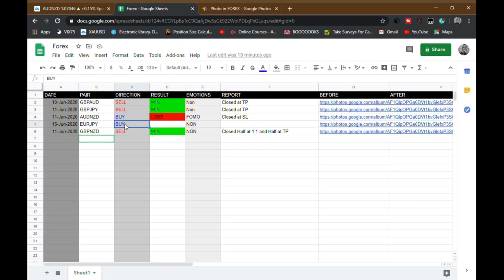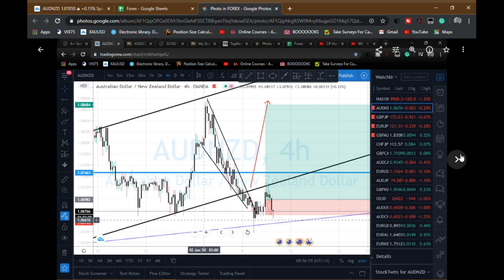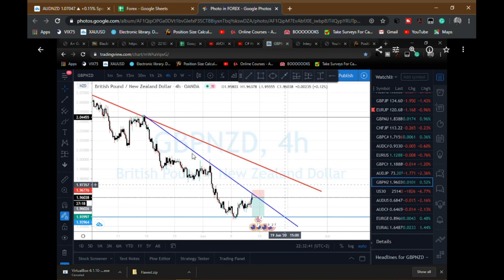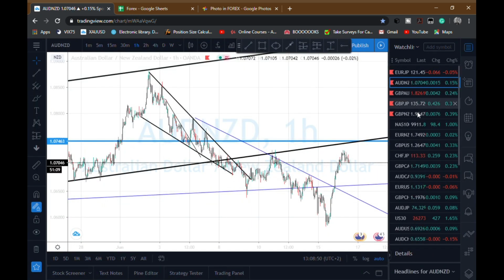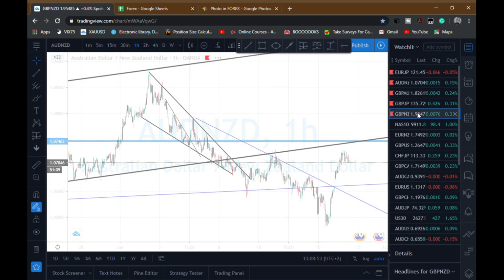Next trade is euro. This is the one that is running right now. So let me not go into that. Let's go to this one first. GBPNZD. Where is it? Yeah, this is the trade. This one was a good one. As you can see, we have a trend. Let me go to the charts. This is GBPNZD.